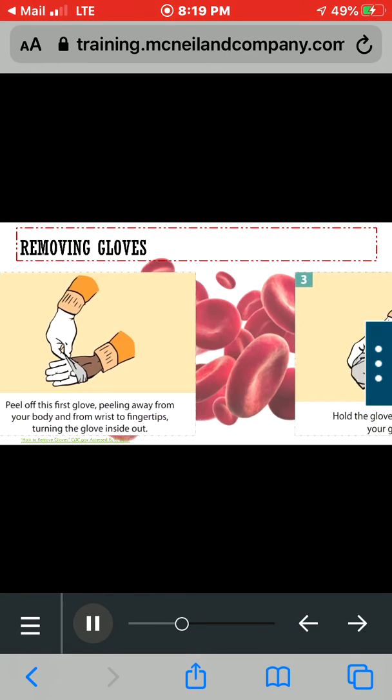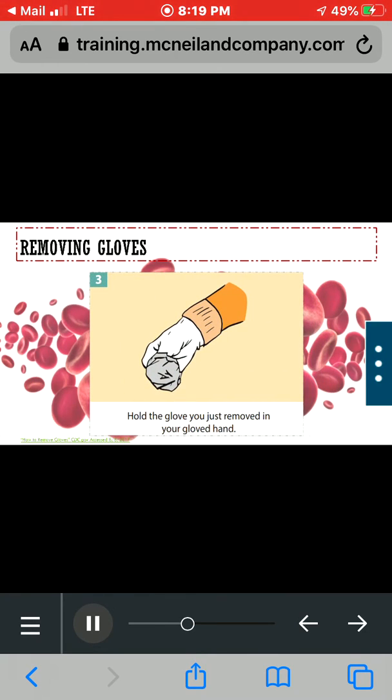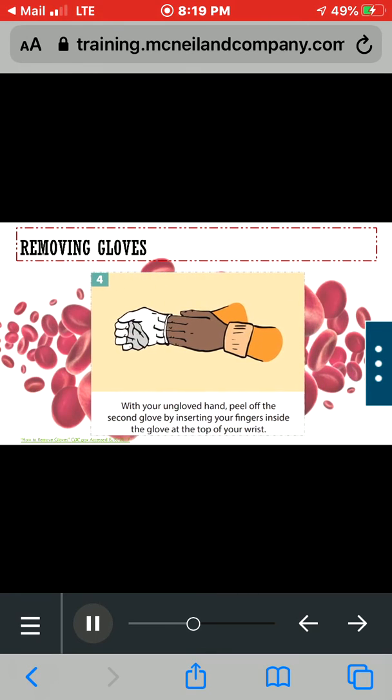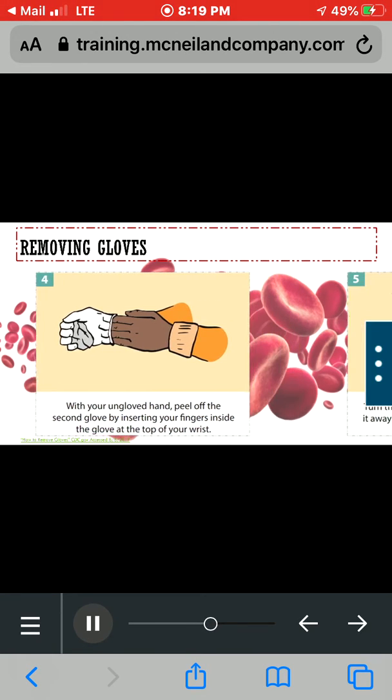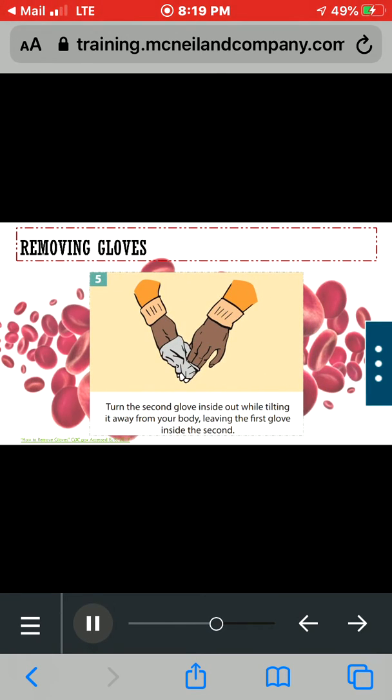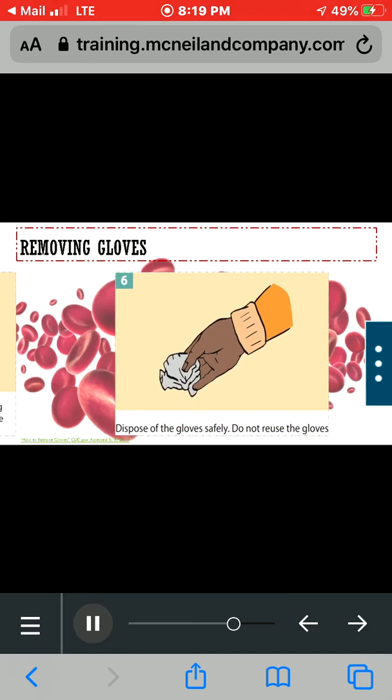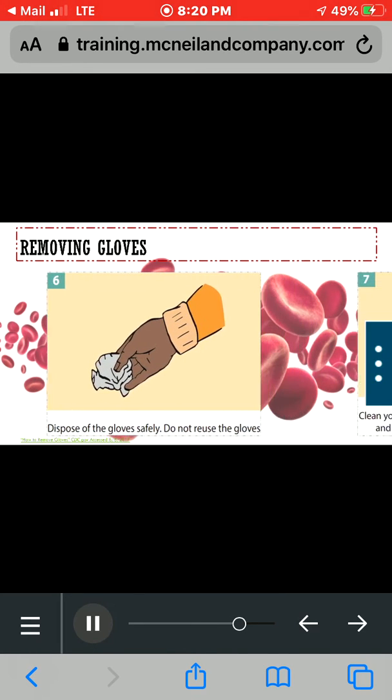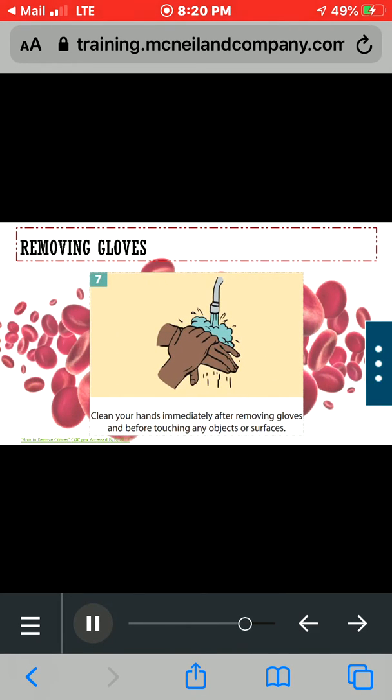Hold the glove you just removed in your gloved hand, and then with your ungloved hand, peel off the second glove by inserting your fingers inside the glove at the top of your wrist. Using your fingers, turn the second glove inside out while tilting it away from your body, leaving the first glove inside the second. Dispose of the gloves safely and then immediately clean your hands. A poster of these steps made available by the CDC is located in the Resources tab in this presentation, or by clicking the link below.